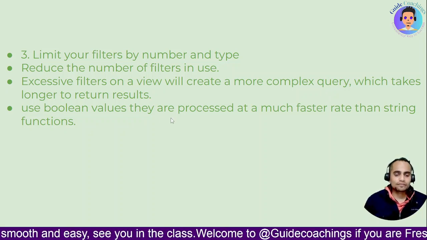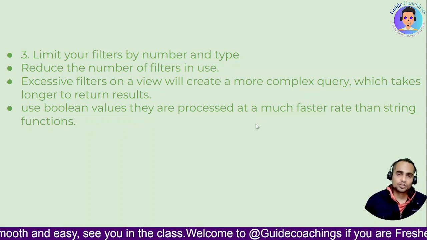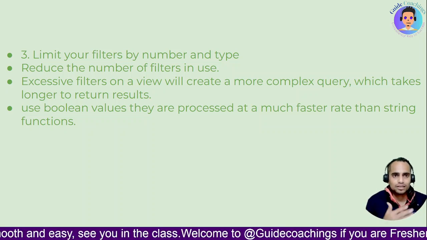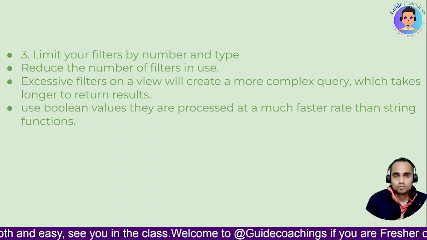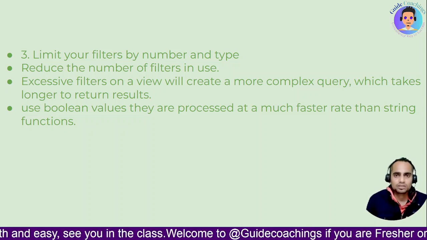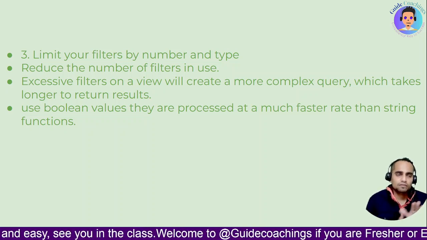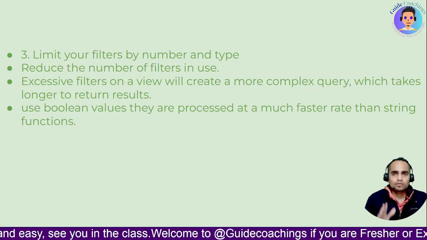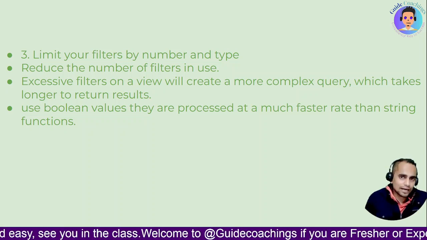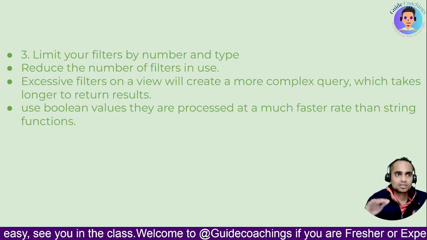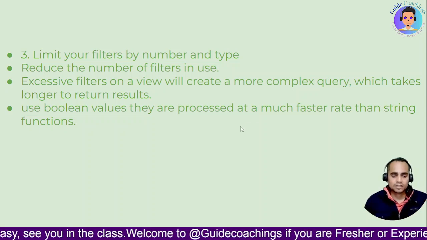Okay, use boolean values as they are processed at a much faster rate than string functions. If you use true or false, that is very quick. That is the base of your computer. Computers are based on this true-false logical language, where we have either true or false. So 0 and 1 is the binary code on which the computer has been developed. So ultimately that helps a lot if you are using a string function versus a boolean function. Definitely the boolean function will work faster.